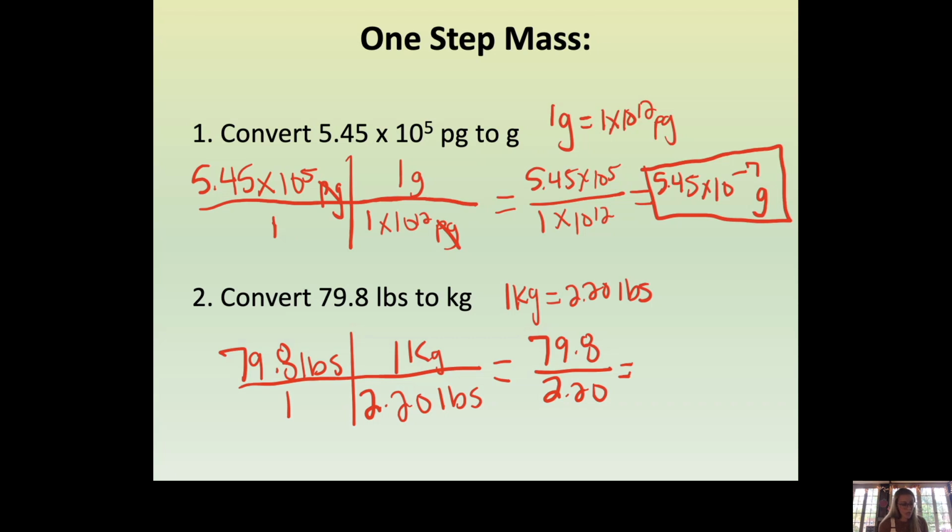It's going to be equal to 36.27 repeating. But I just want you to give me as many numbers as I gave you. So just round your answer to 3 numbers. So that would be 36.3 kilograms.